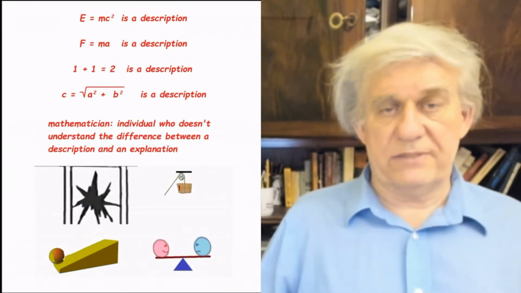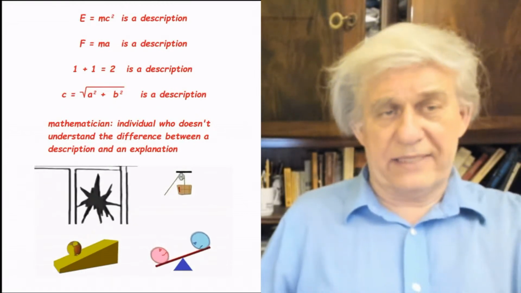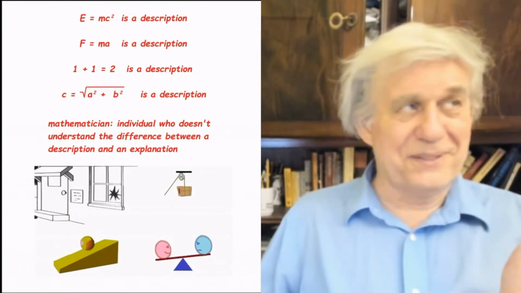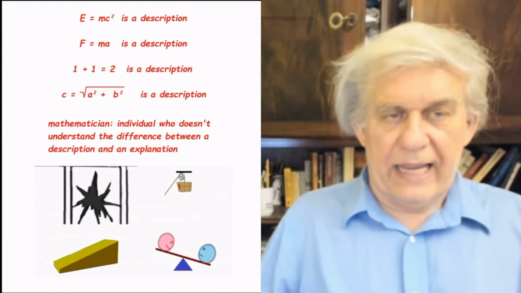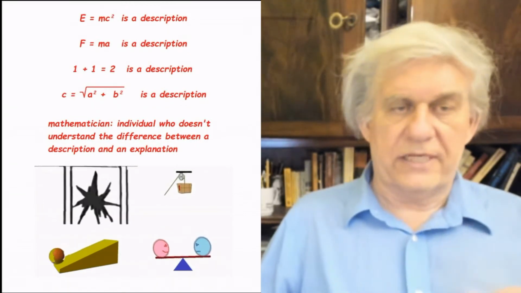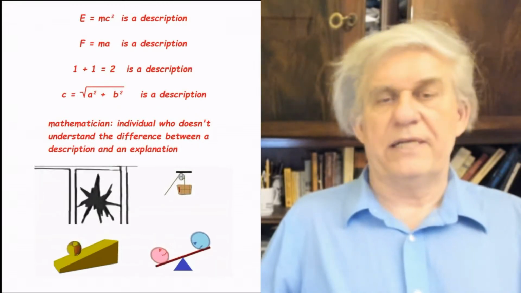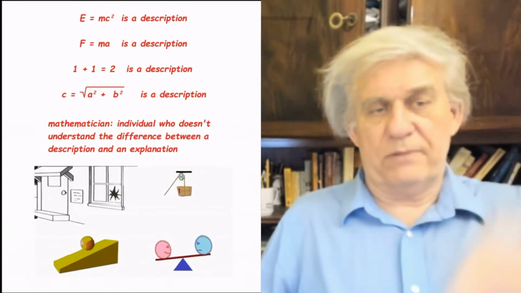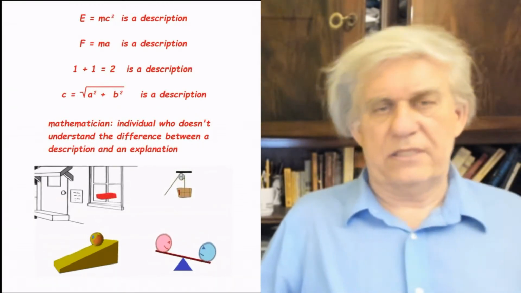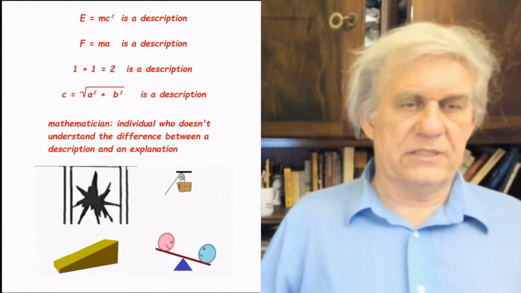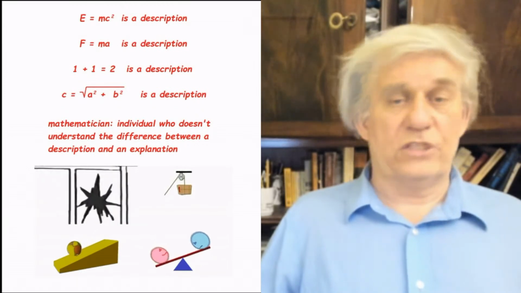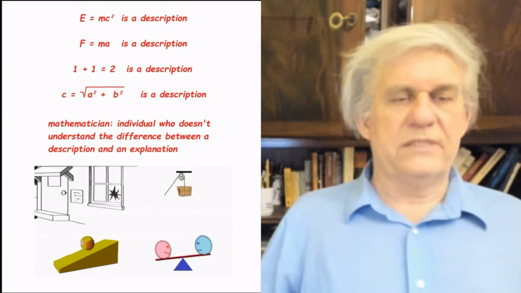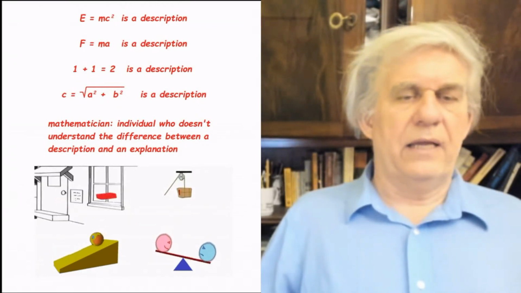So if Alhazen was trying to look for a mathematical, equational explanation, he was out of his mind. He didn't know what he was doing. And a mathematician is an individual who doesn't understand the difference between a description and an explanation. Description is what you see above. Explanation is what you see on the bottom. Mechanism. How did the window break? How did the pulley come up? How did the ball, or what caused the ball to roll down the inclined plane?